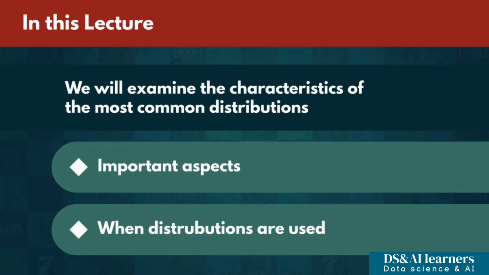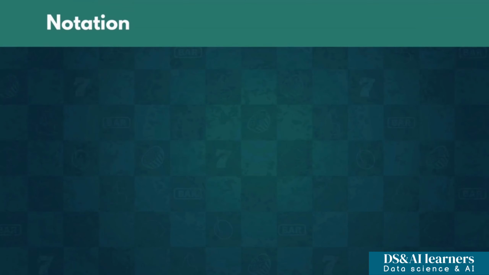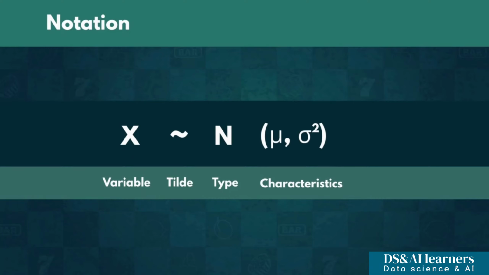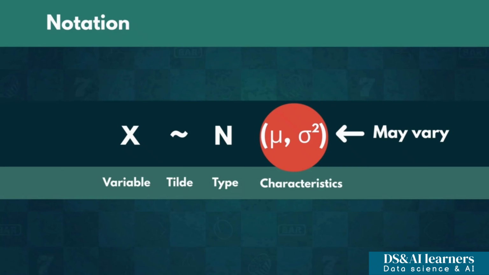Before we get into the specifics, you will need to know the proper notation we implement when defining distributions. We start off by writing down the variable name for our set of values, followed by the tilde sign. This is superseded by a capital letter depicting the type of the distribution and some characteristics of the dataset in parentheses. The characteristics are usually mean and variance, but they may vary depending on the type of the distribution.